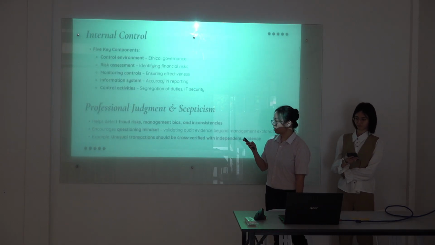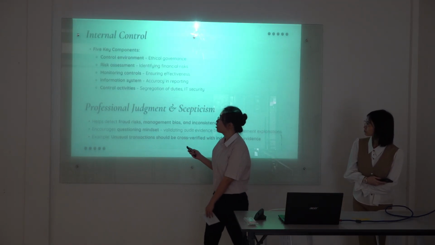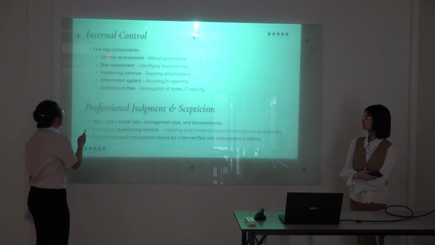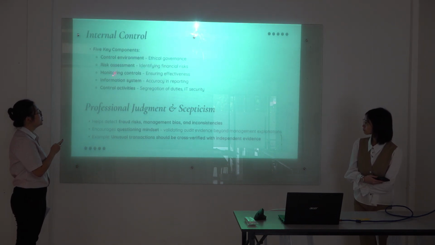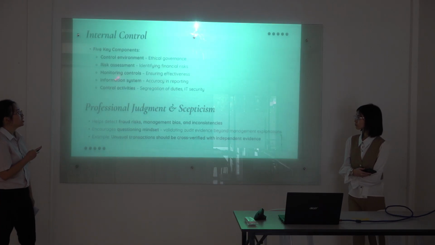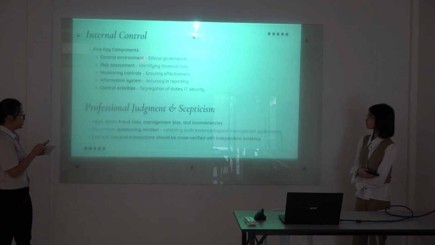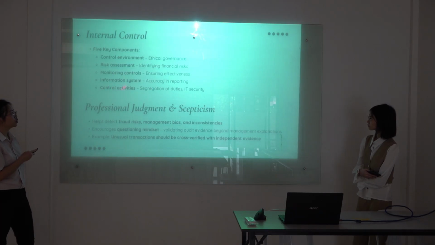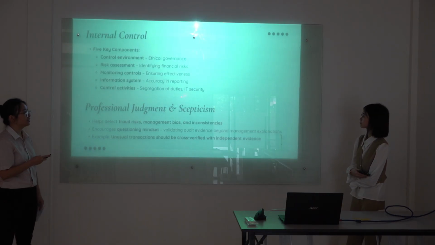This standard also highlights the 5 key components of internal control, which include control environment, identify ethical governance, risk assessment, identify financial risk, monitoring control, ensure control effectiveness, information systems, ensure accurate transactions and reporting, and the final is control activities, which includes segregation of duties and IT security.